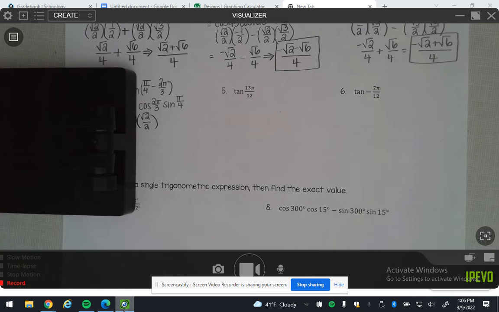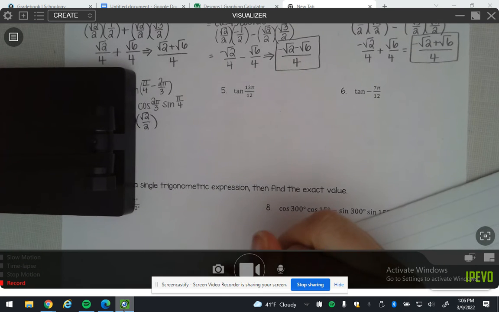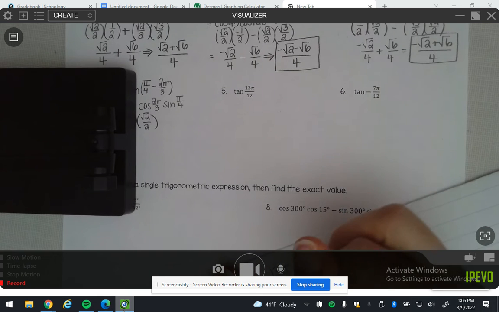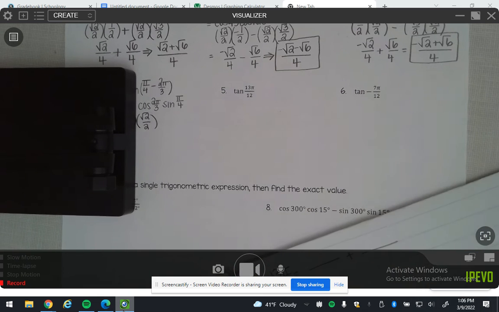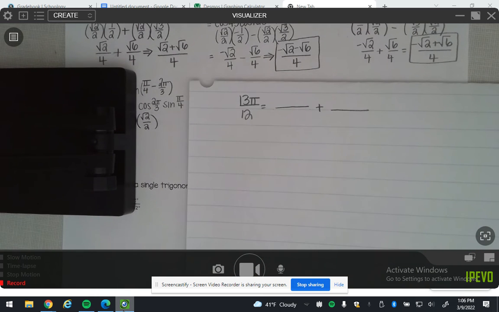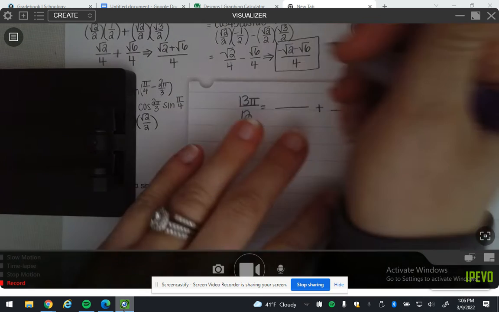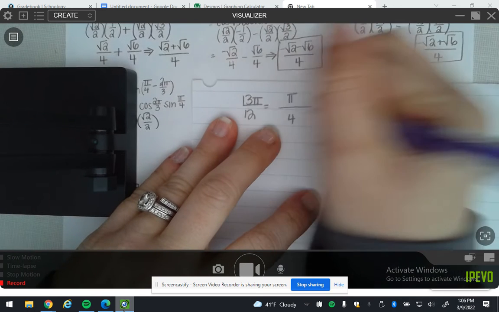Remember how I did this yesterday? I'm going to have to find it. So we're going to do 13 pi over 12 equals fraction plus fraction, right? We're going to add our two fractions. What two fractions are we going to add? If it's 12, what are we adding? Pi over 4 and pi over 3.